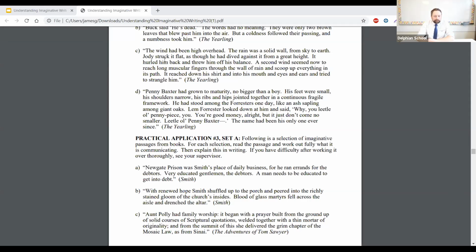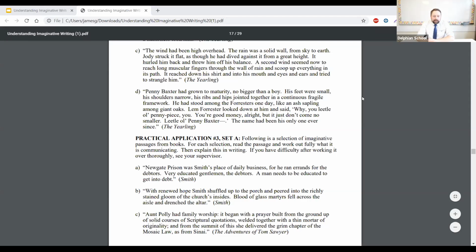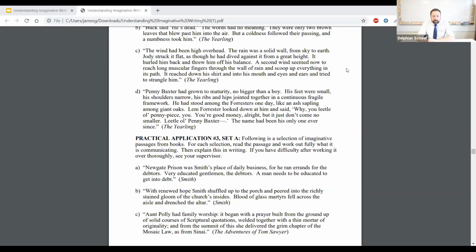Let's read it one more time. The wind had been high overhead. The rain was a solid wall from sky to earth. Jody struck it flat, as though he had dived against it from a great height. It hurled him back and threw him off his balance. A second wind seemed now to reach long muscular fingers through the wall of rain and scoop up everything in its path. It reached down his shirt and into his mouth and eyes and ears and tried to strangle him.